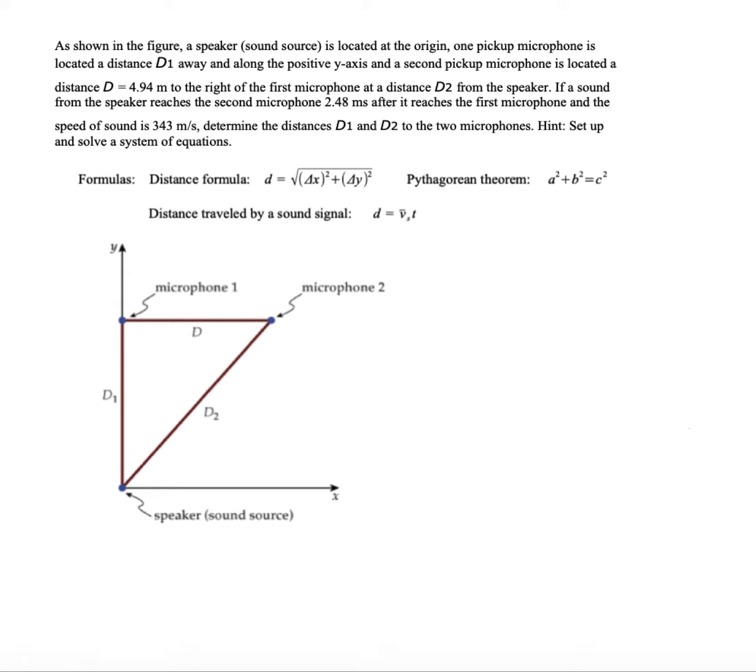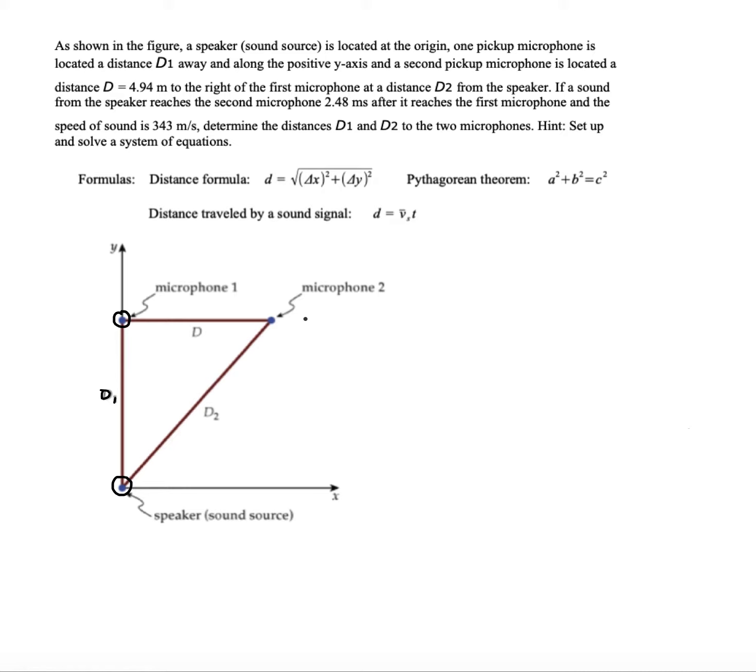Alright, so this is a problem involving distance, time, and speed. And it says in the figure there's going to be a speaker, which is the source of a sound wave. That's this right here. And it's located at the origin of a coordinate system. There will be a microphone located a distance d1 away from that speaker. That's this here, d1.